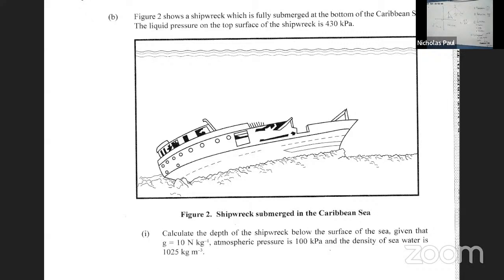So you have density, you have pressure, and so on, right? After you do that, then try to figure out the formula you're going to use that has depth in it. Right? So, since they want to find depth, pressure is equal to rho g h. We know what rho is. Rho is 1025. We know g. And the pressure exerted on the shipwreck is 430,000. So we know the pressure, the density and the gravity. So we can easily find depth.